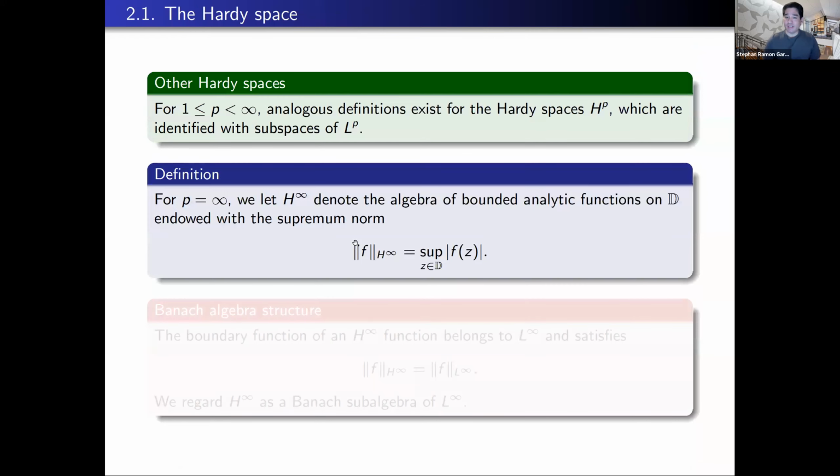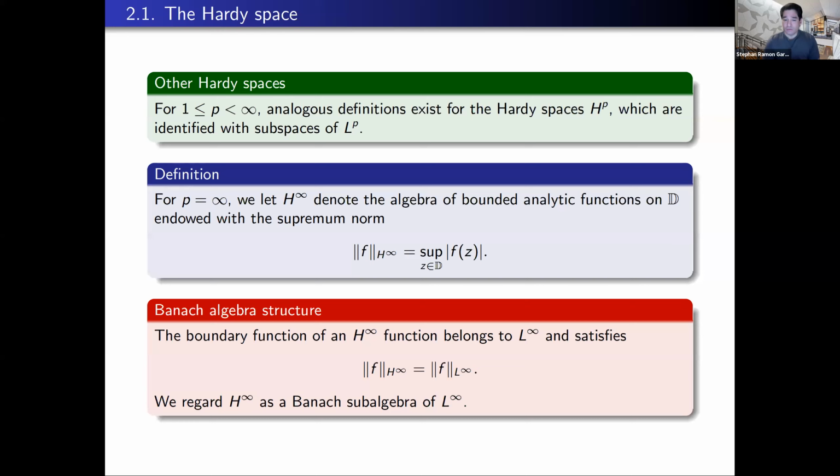P equals infinity is a special case. In that case, we get the algebra H infinity of all bounded analytic functions, and that's going to come endowed with the supremum norm. And it turns out the boundary function of an H infinity function belongs to L infinity, the bounded measurable functions on the circle. And we have, again, equality of norms, and we're going to regard H infinity as a Banach subalgebra of L infinity.